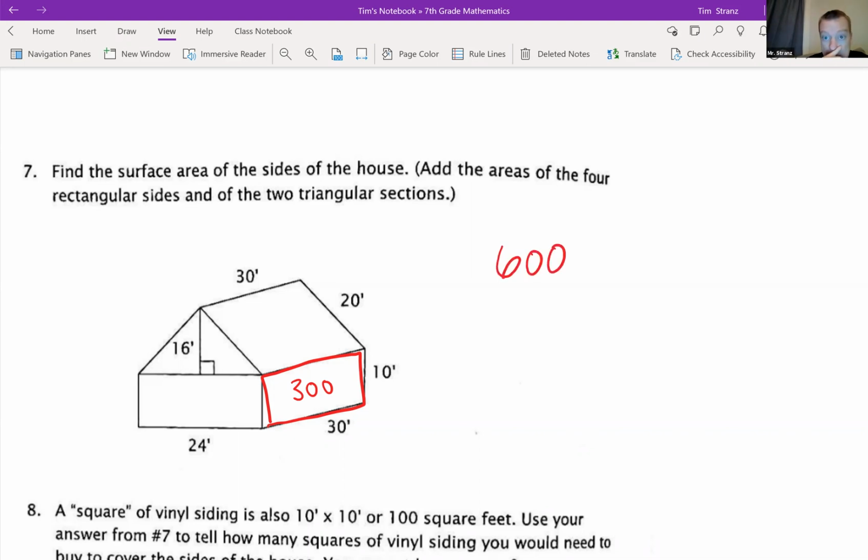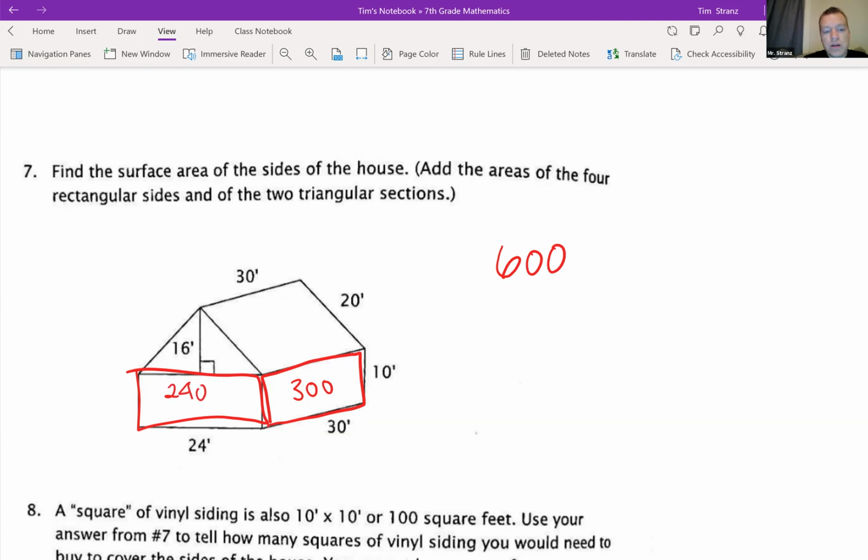Okay, it says add the areas of the 4 rectangular sides, so I guess they want us to do the front too, although the problem says find the surface area of the sides of the house. I'm taking it though they want us to find the front of the house too. We should have made that a little bit more clear, but that's okay. So if we do the front of the house right here, 24 times the height of 10 is 240.